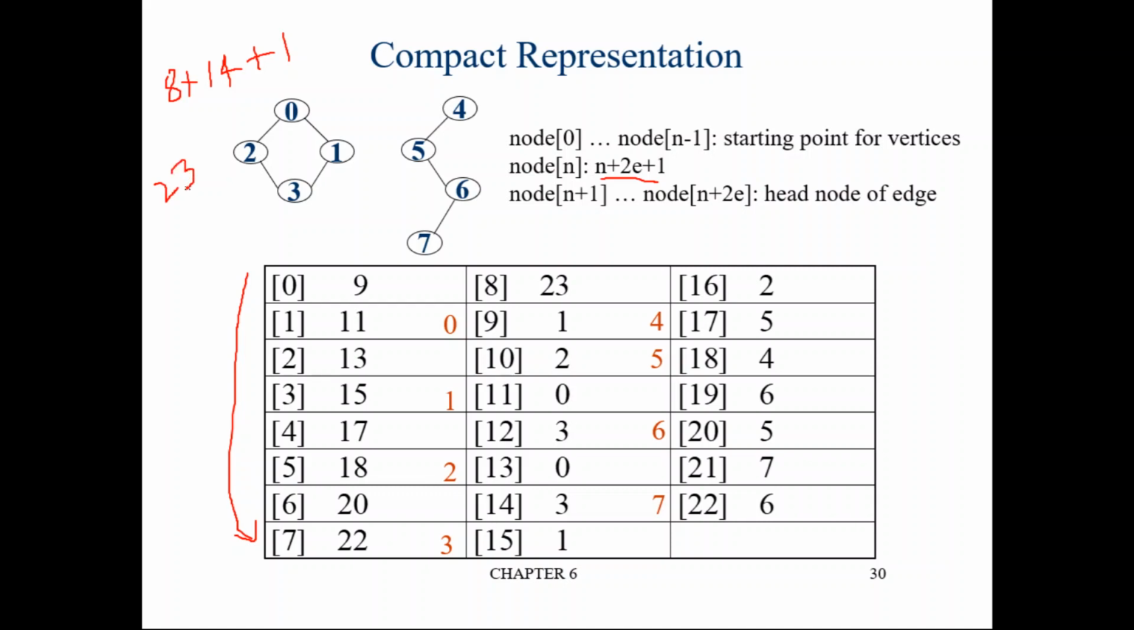How 23 locations? It is based on this formula. When you represent using an array representation, otherwise called compact representation, the array should have n plus 2e plus 1 locations, where n is the number of vertex, e is the number of edges, and plus 1. So to represent this particular graph using an array, we need 23 locations, from 0 to 22. These are nothing but the array locations, starting from 0 to 22.